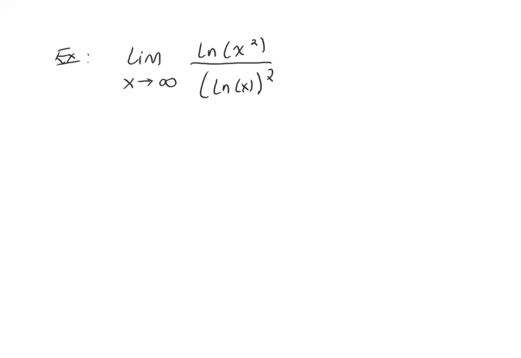Okay, so let's do this example. Let's figure out what is the limit as x approaches infinity of the natural log of x squared divided by the natural log of x squared, which are not quite the same function. They are compositions of the same functions, but the compositions are backwards. This one, the square is only on the x. This one, the square is on the natural log of x function.